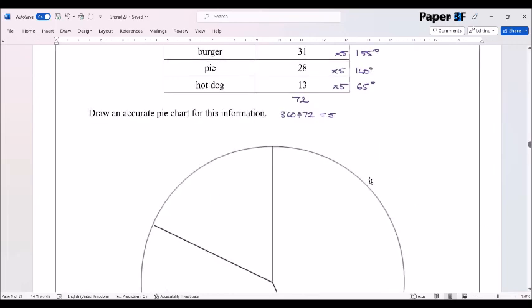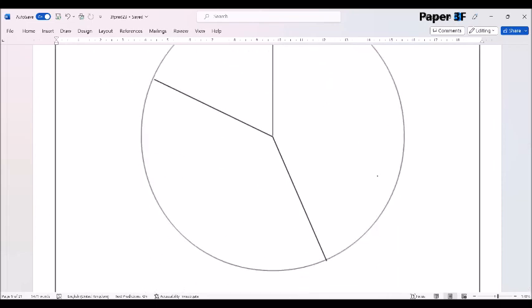Now in here, we probably ought to put in the degrees that we've got. So we've got burger was 155 degrees. So we just show, even if we're not quite measuring it brilliantly accurately, the examiner knows that we've tried to measure 155 degrees in here. So 155 degrees, and that was representing burger.